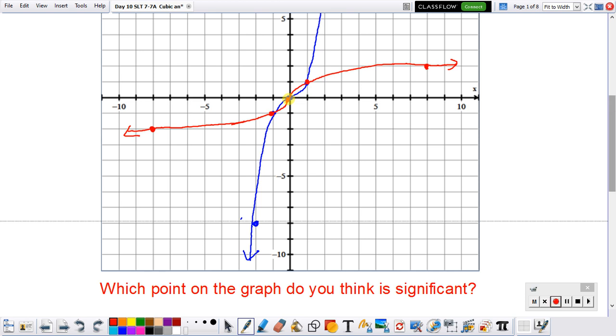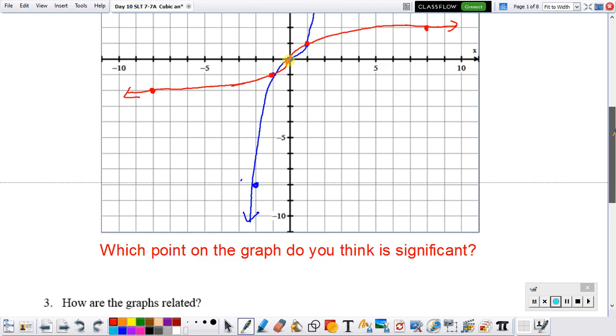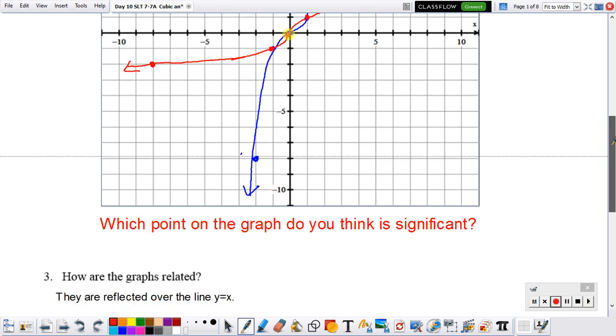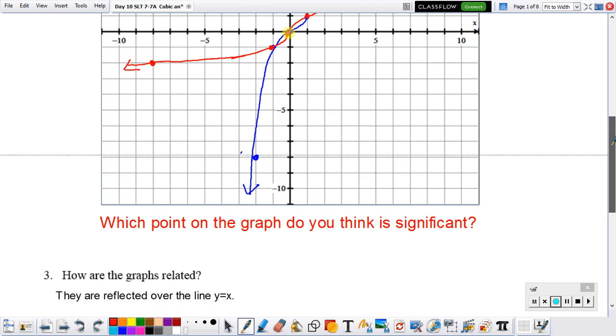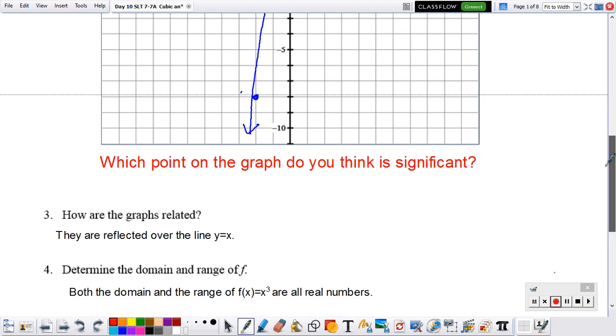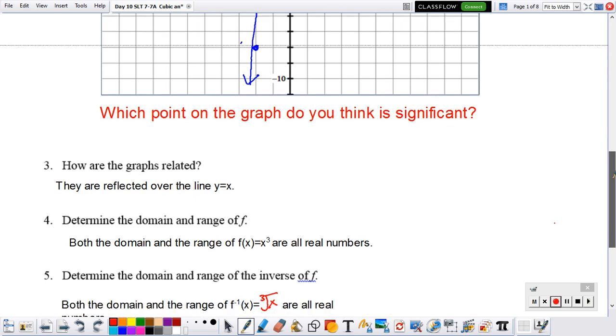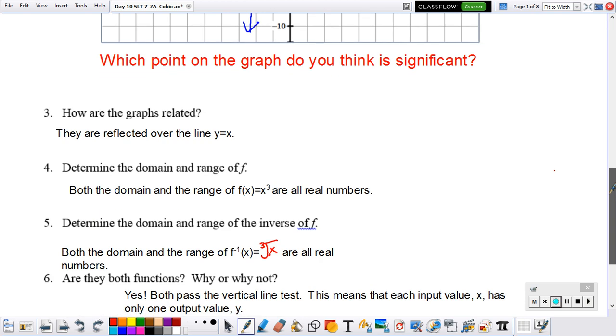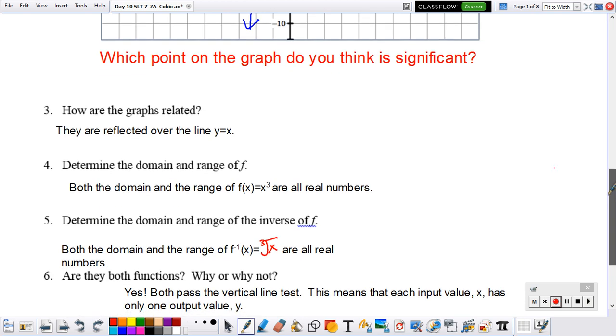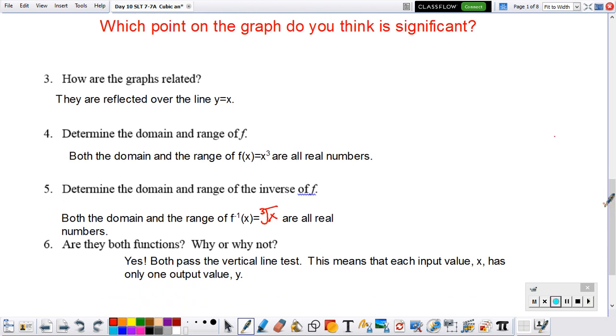Okay. So, how are the graphs related? They are reflected over the line y equals x. That is how they are related because we found the inverse, so obviously they are a reflection. Determine the domain and range of f. Both the domain and range of f of x equals x cubed are all real numbers. The inverse, both the domain and range of f inverse equals cube root are all real numbers. Are they both functions? Yes, they both pass the vertical line test. This means that each input x has only one output y. Remember, vertical line test alone is not a sufficient explanation.